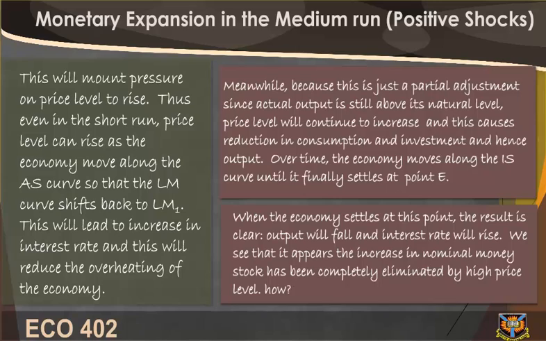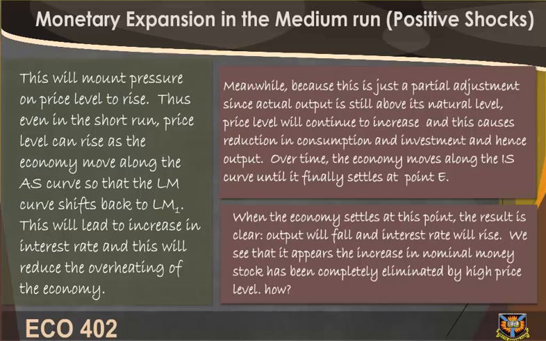This will mount pressure on price level to rise. Thus, even in the short run, price level can rise as the economy moves along the AS curve so that the LM curve shifts back to LM1. This will lead to an increase in interest rate, and this will reduce the overheating of the economy.